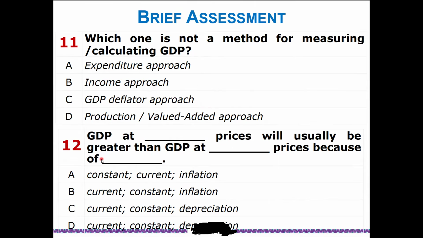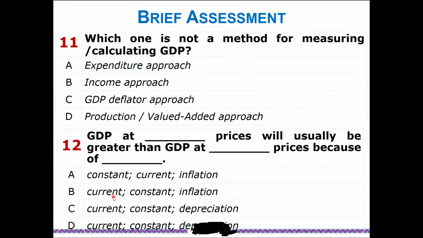Number 12, they're saying GDP at constant prices will usually be greater than GDP at current prices because of. So the correct answer, no. GDP at constant prices will not be greater than GDP at current prices, right? Because for constant prices, we keep the prices constant.